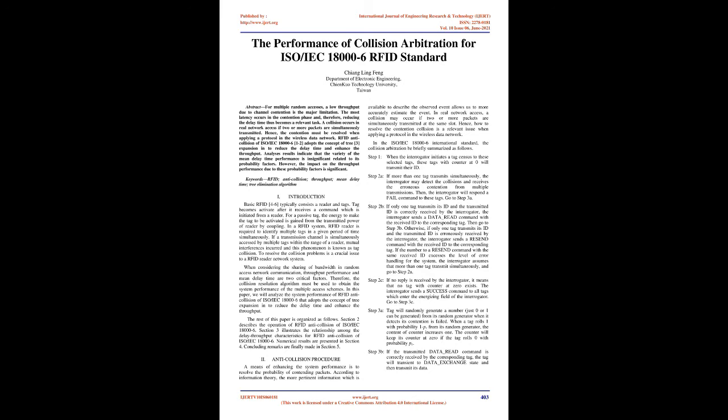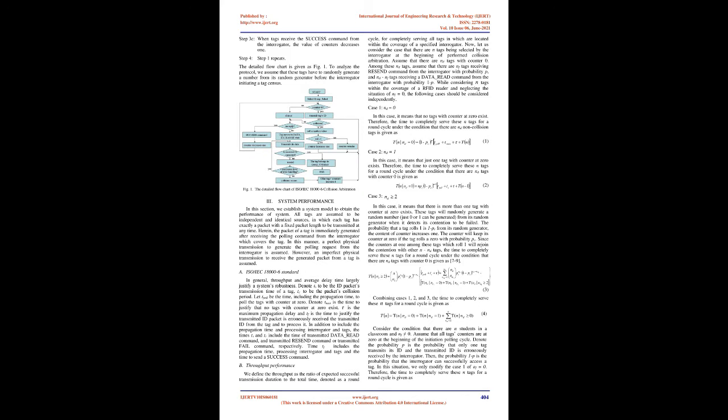Step 2b. If only one tag transmits its ID and the transmitted ID is correctly received, the interrogator sends a data_read command with the received ID to the corresponding tag. Then go to Step 3b. Otherwise, if only one tag transmits its ID and the transmitted ID is erroneously received, the interrogator sends a resend command with the received ID to the corresponding tag. If the number of resend commands with the same received ID exceeds the level of error handling for the system, the interrogator assumes that more than one tag transmits simultaneously, and goes to Step 2a.